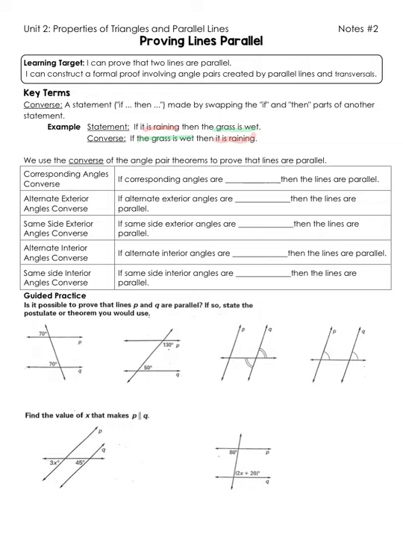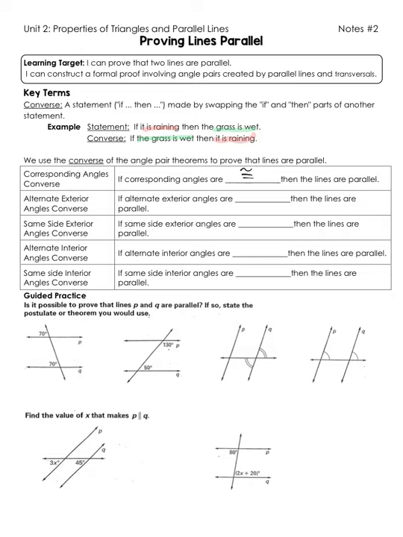We use the converse of the angle pair theorems that we did last class to prove that lines are parallel. My corresponding angles postulate said if lines are parallel, then corresponding angles are congruent. Well, my converse does the opposite. It says if corresponding angles are congruent, then lines are parallel. And then we do the same thing for all of our other different angle relationships. We just swap the if and then.